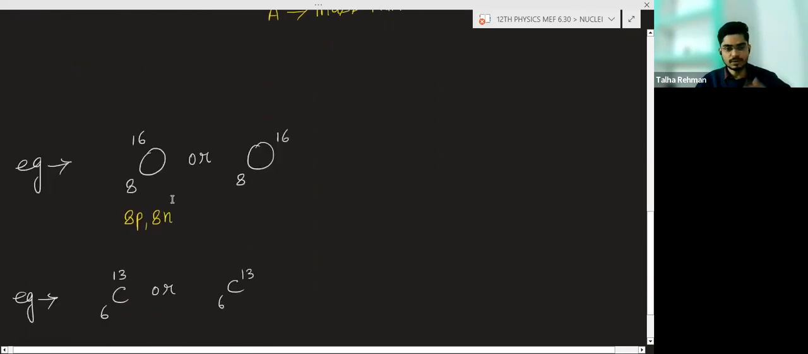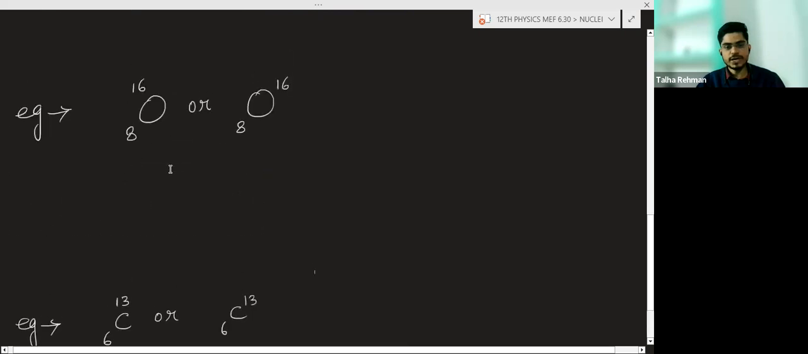For example, this is oxygen. Okay, and 8. What is 8? 8 is the atomic number, and 16 is the mass number. If I say calculate the number of protons and neutrons in this, and one more thing, in some books you will get this written like this, or in this way also you will get oxygen, with atomic number and mass number written.